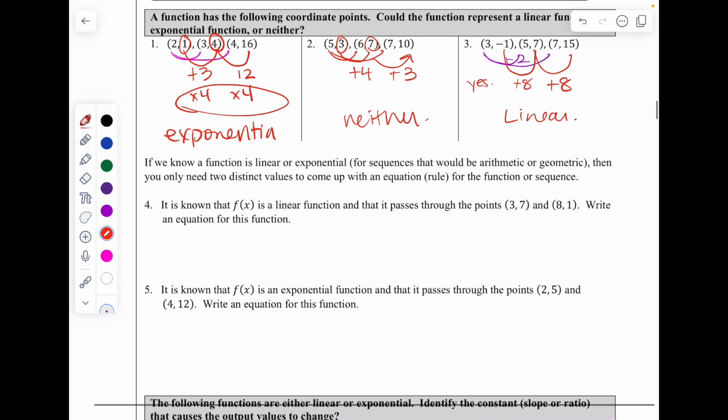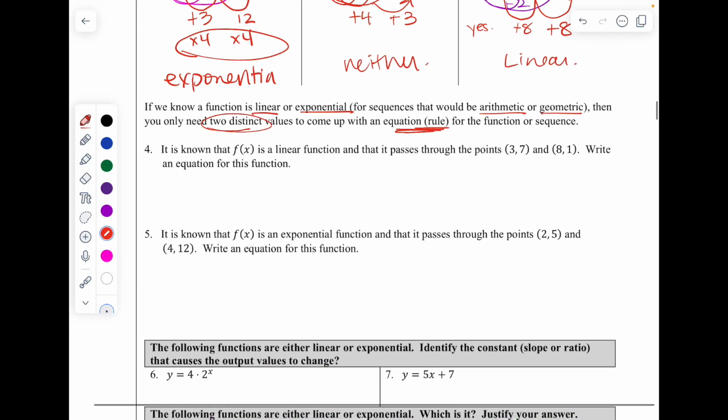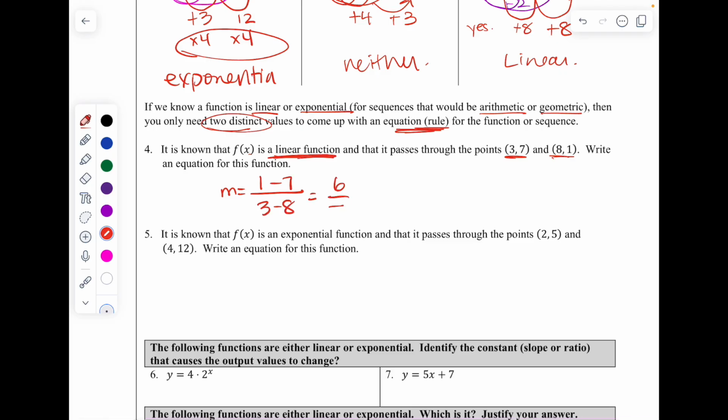So if we know a function is linear or exponential, for sequences that are arithmetic or geometric, then you only need to know 2 distinct values to come up with an equation or the rule for the function or sequence. So here's number 4. It's known that f of x is a linear function and that it passes through these 2 points. Write an equation for this function. Well, we know that the common difference is going to be the same as the slope. So we know the slope is going to be y2 minus y1, so 1 minus 7, over x2 minus x1, which is 3 minus 8. We get 6 over negative 5.